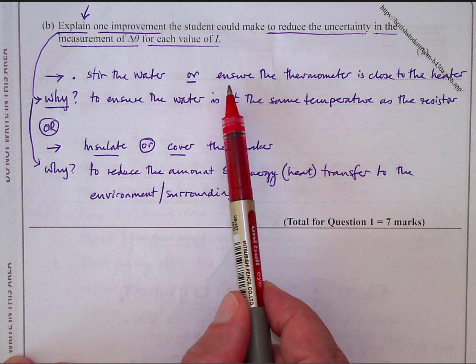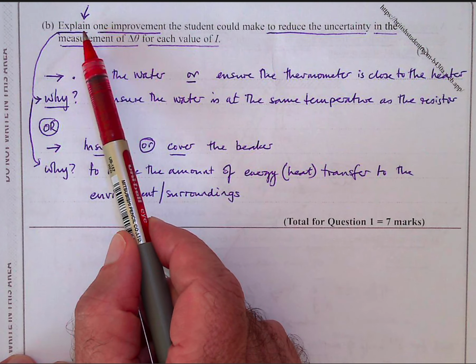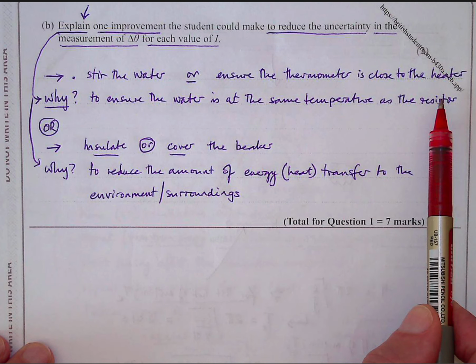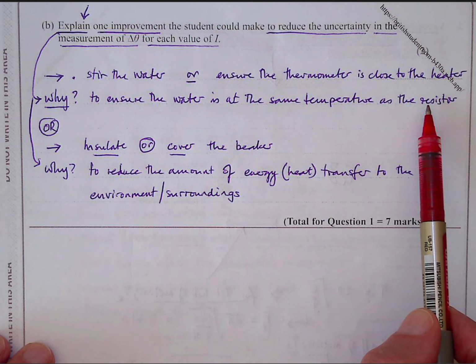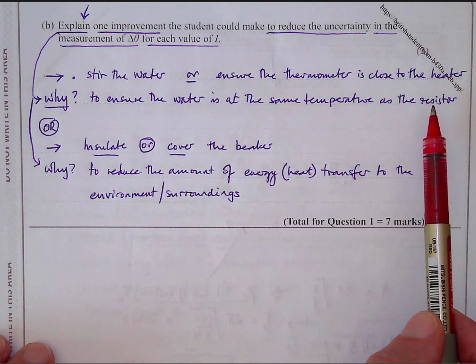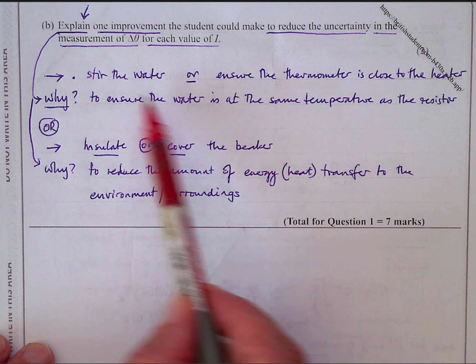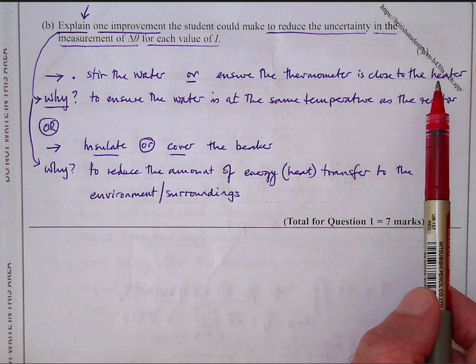There, as long as you got these two, but it says explain, so you can't just put the improvement, that would be state, okay. Explain means why. Why do you do that? So both of these would ensure the water is the same temperature as the resistor, because obviously the resistor is going to be hotter and you want the heat from the resistor to dissipate or spread out through the water. So this is the reason why you either stir or ensure the thermometer is close to the heater, okay.